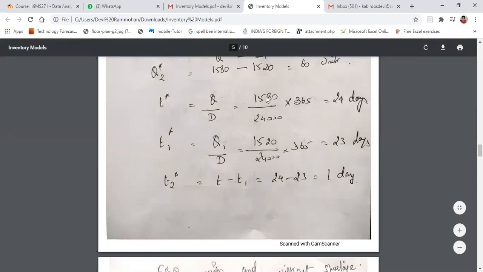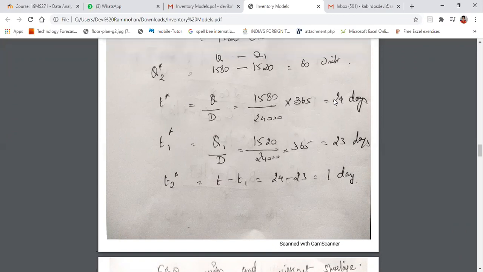Okay. So 1,580 divided by 24,000 into 365 gives 24 days. When you are talking about the number of orders, it becomes 24,000 divided by 1,580, which is 15 orders. So here T1 is the inventory period, right? How much is the inventory period?